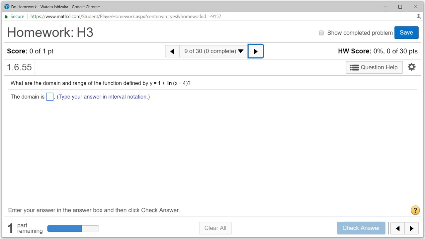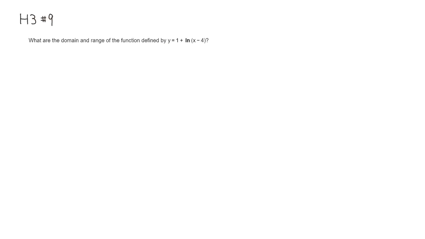All right, let's look at homework 3, problem number 9. We want to find the domain and the range of the following function. So let's do that. We can probably figure this out in terms of transformations.